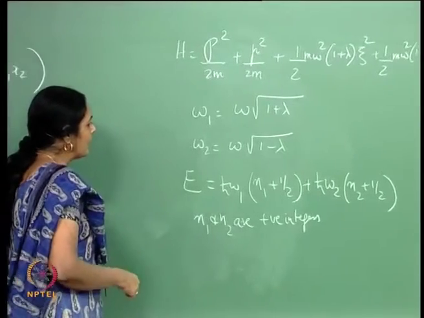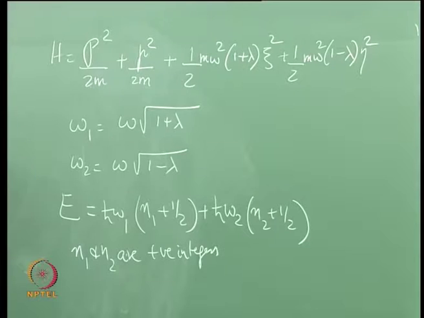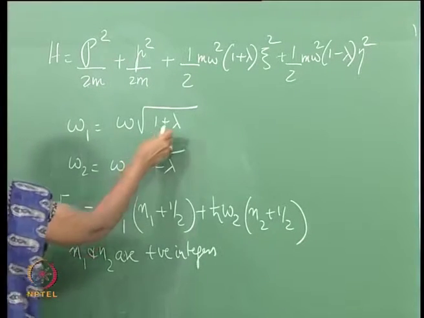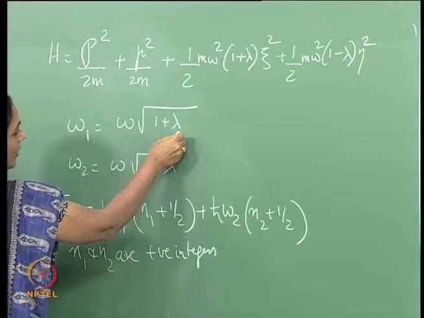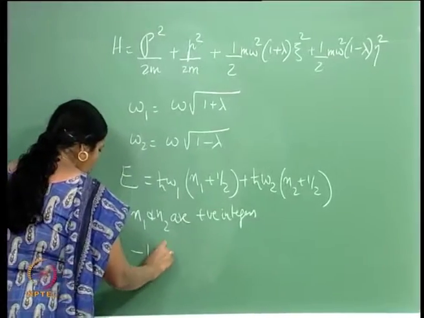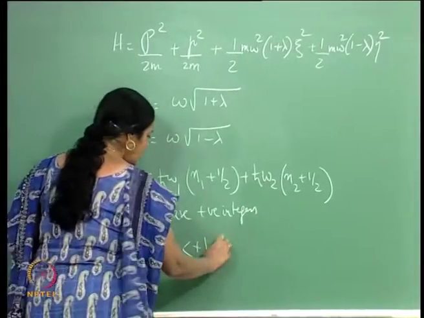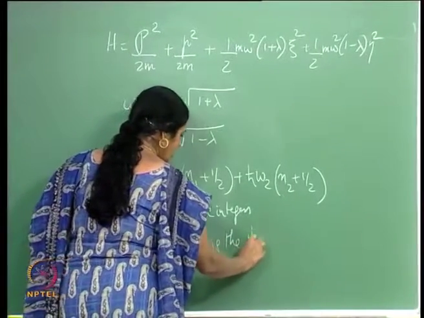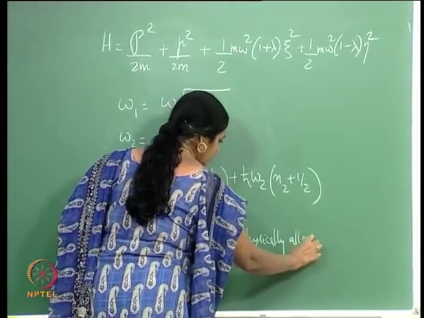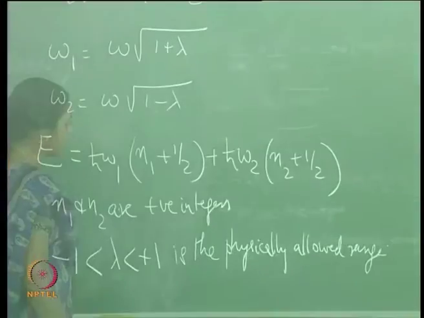What is the physically allowed range for lambda? If indeed I want it to be two separate oscillators, I know that lambda has to be less than 1 and greater than minus 1. So, minus 1 less than lambda less than plus 1. This is the physically allowed range, because I am thinking of it as two independent oscillators.